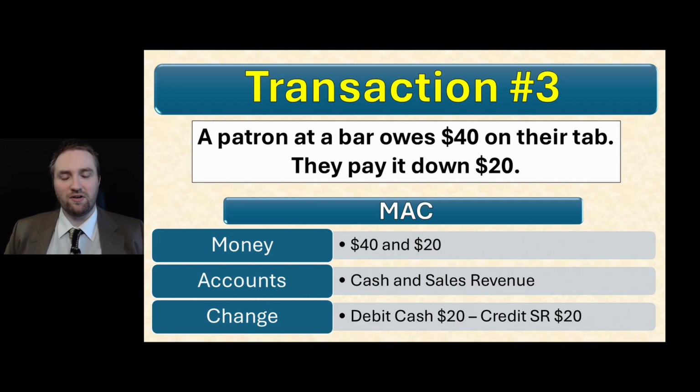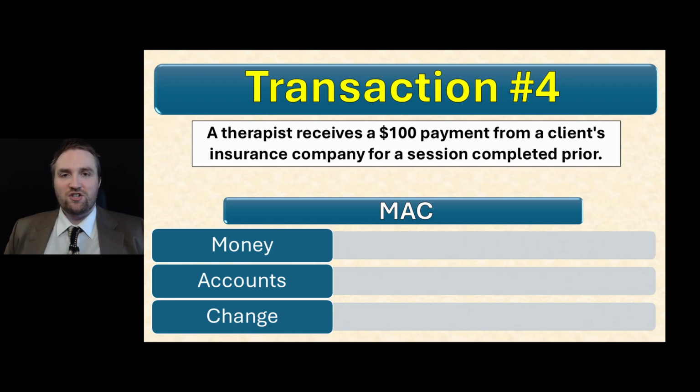Like we talked about earlier, under cash basis, we only record transactions when the money moves. We don't record anything about the $40 tab, only the $20 in income that was received for the patron paying down their tab.